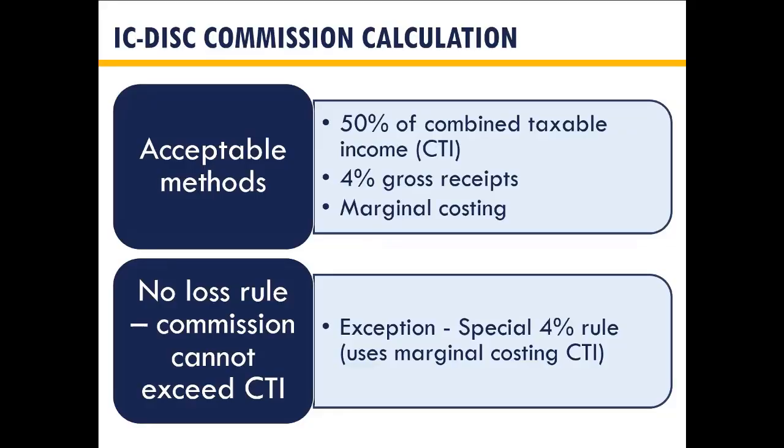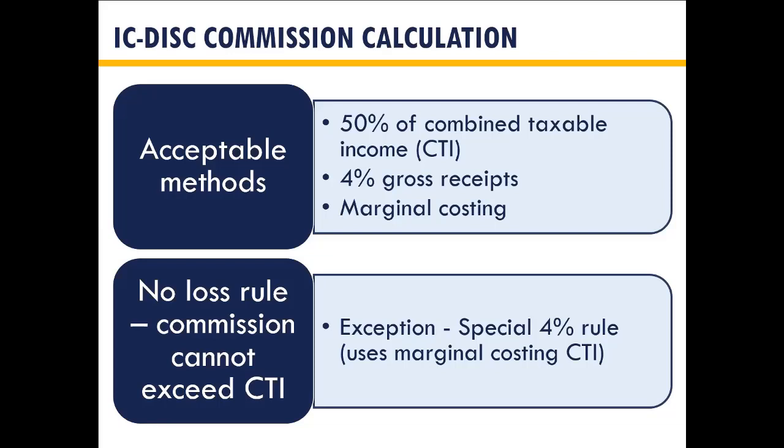All right, so we talked about commissions and how the tax savings is really generated through the commission. So how do we determine what that commission amount is? This is really where the bulk of the time is spent with an IC DISC, in determining this commission, because we want to maximize the commission, because doing that maximizes our tax savings.